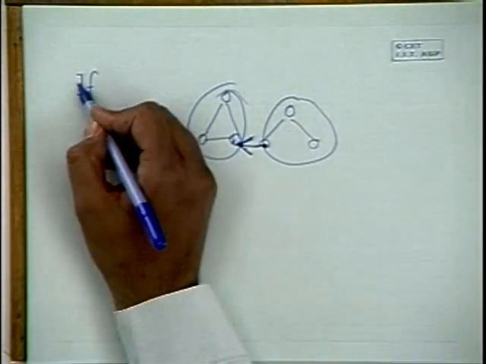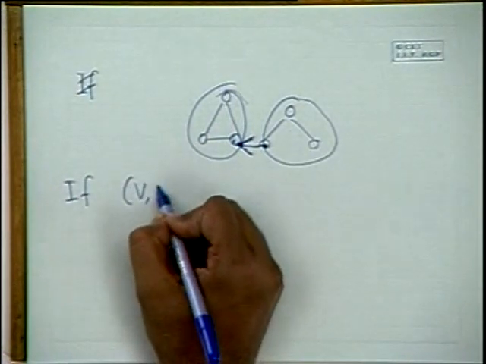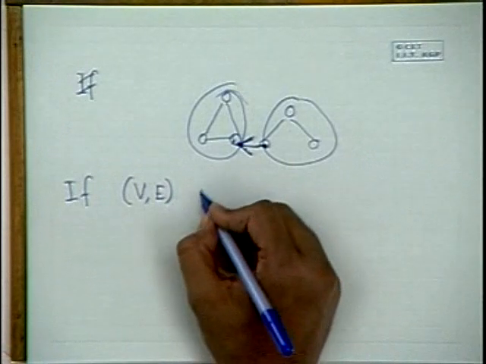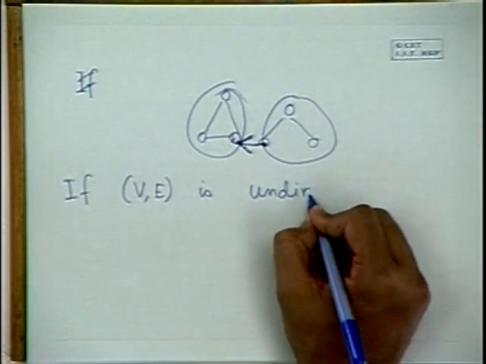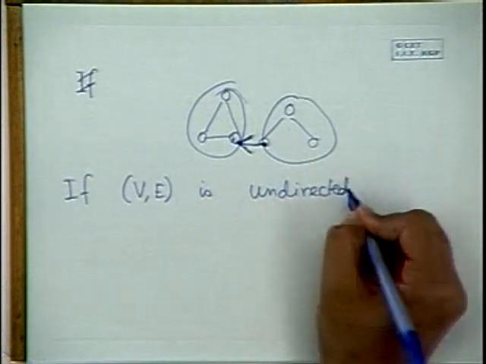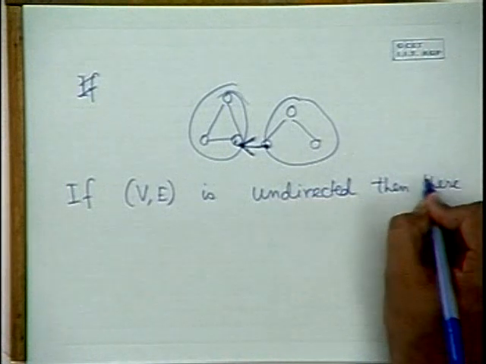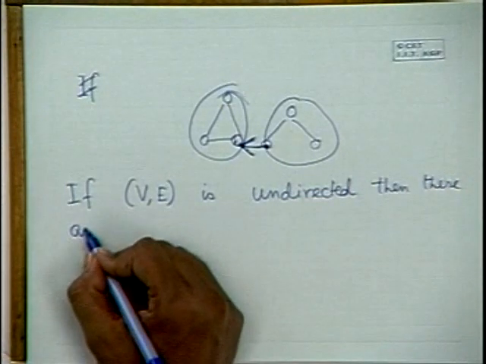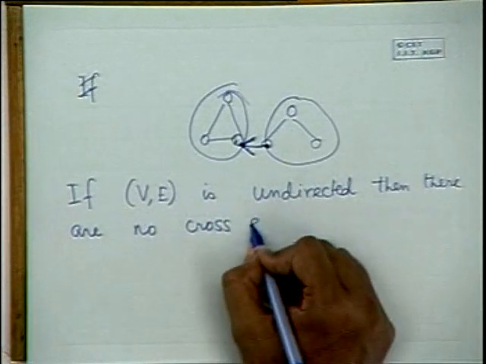So that is the next thing. If the graph G(V, E) is undirected, then there are no cross edges.